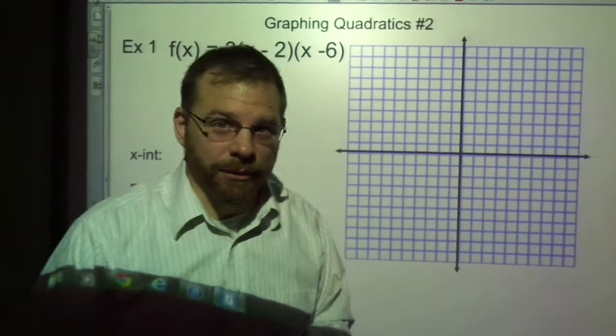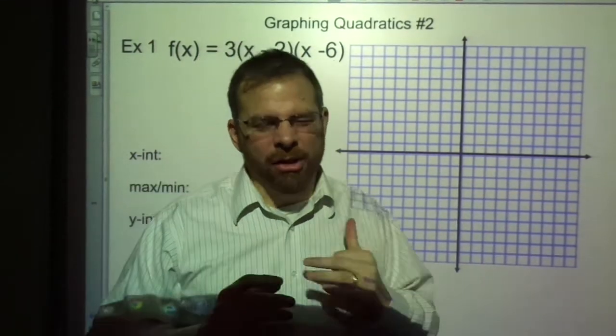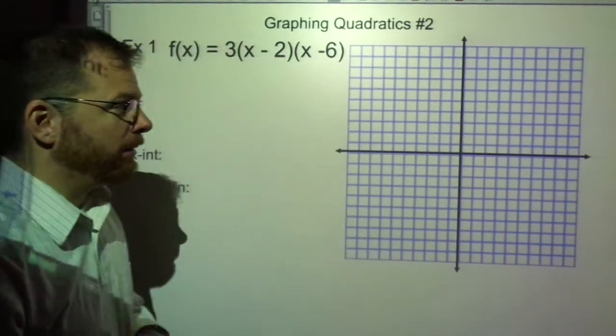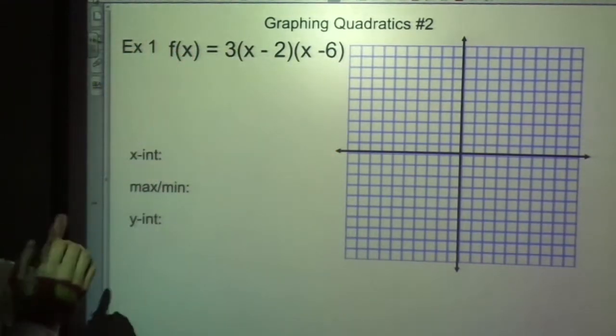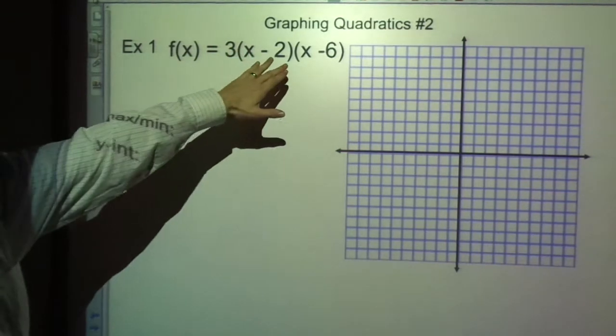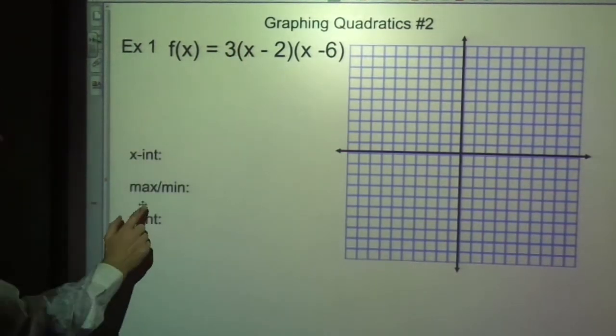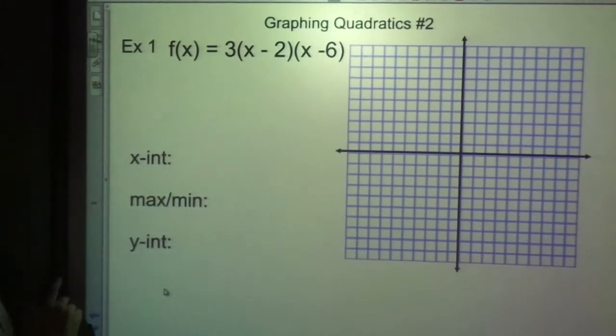I have 3 examples I want to show you today, all a little bit different types for how these equations and graphs go together. In the first problem, we're given this function f of x equals 3 times x minus 2, x minus 6. And we are asked to give the x-intercept, the max or min, and the y-intercept.